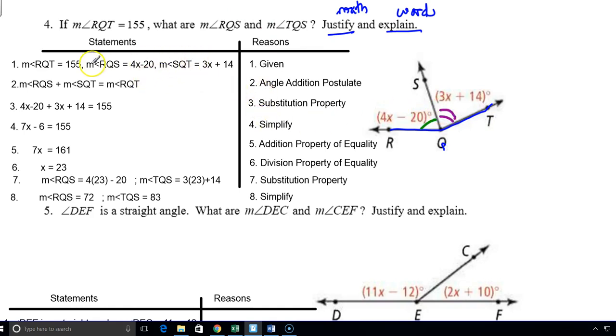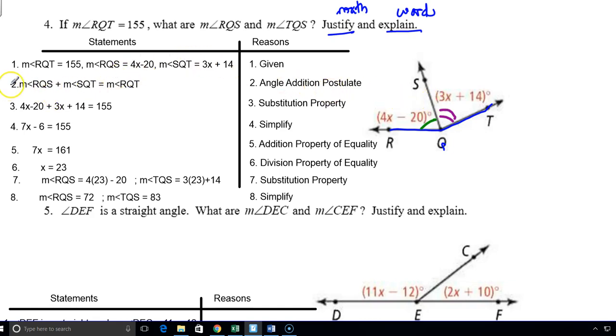So here's how we do that. The first thing we're going to do is write out the measure of angle RQT equals 155. The measure of RQS equals 4x minus 20, and the measure of angle SQT equals 3x plus 14. All of that was given to us. The RQT was given in the statement, and then the RQS and the SQT were given from the diagram. And we can assume things from the diagram are given.